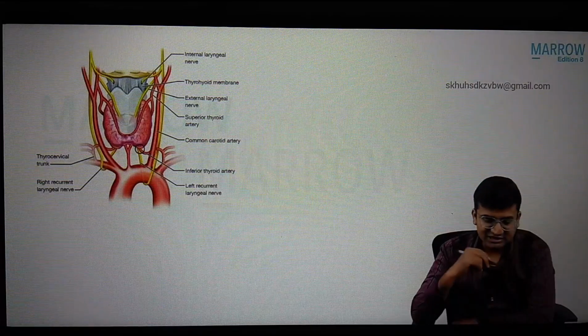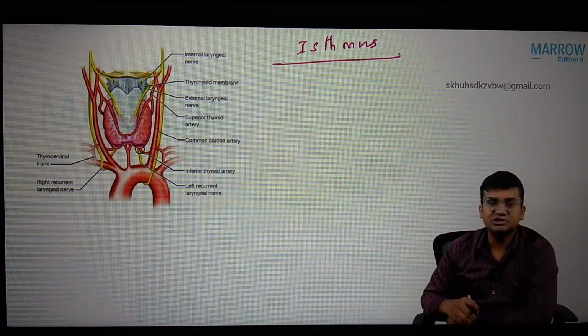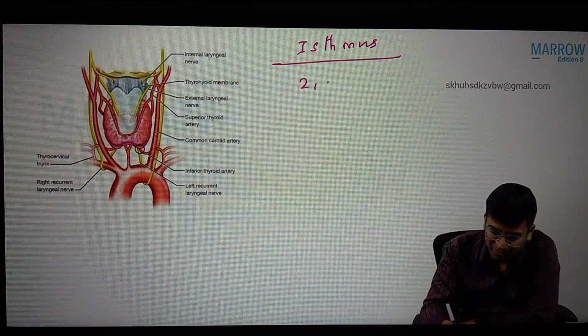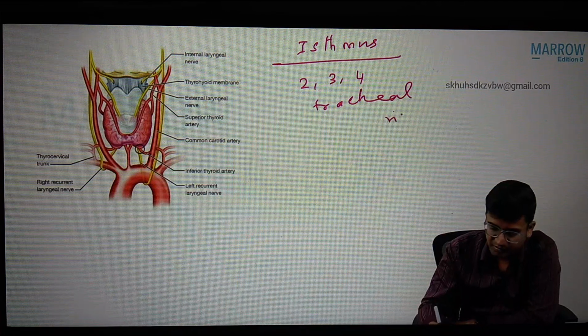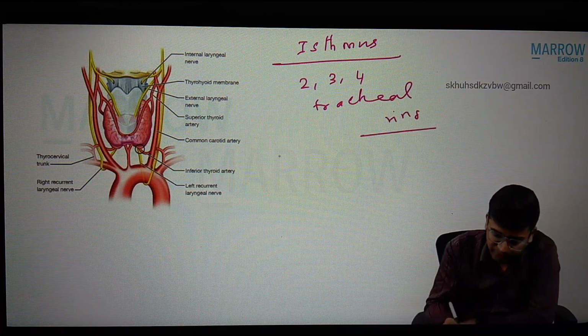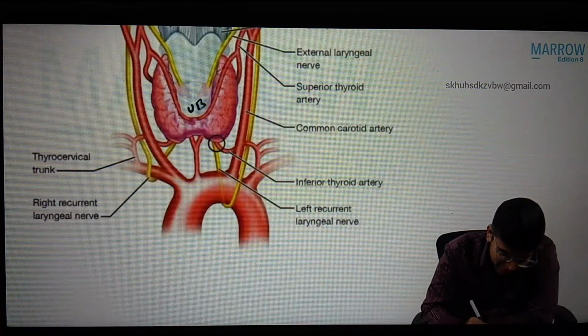Now next we are seeing the isthmus. The isthmus connects the two lateral lobes, and it is present over the second, third, and fourth tracheal rings. Now we have two borders for the isthmus: the upper border and the lower border. This is the upper border, which I am writing as UB, and this is the lower border.